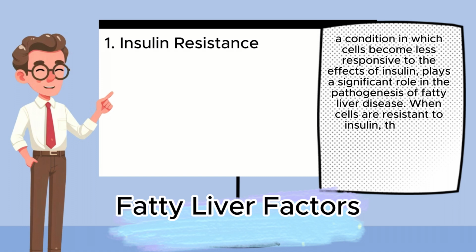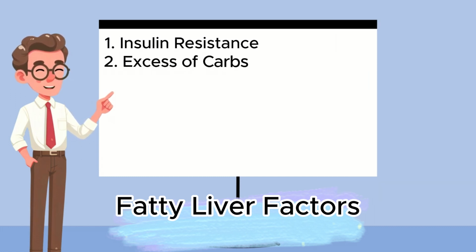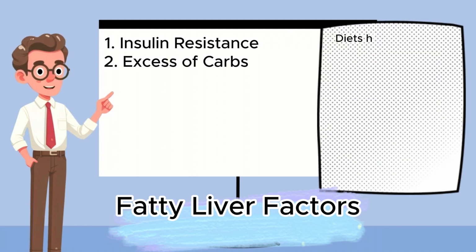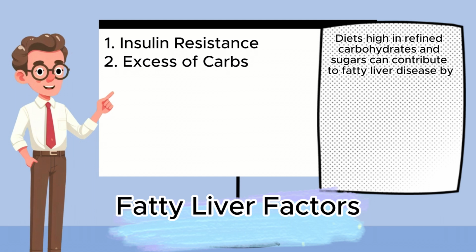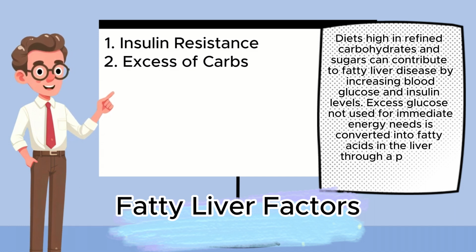When cells are resistant to insulin, the body compensates by producing more insulin, which promotes the synthesis of fatty acids in the liver. Number 2. It's excess dietary carbohydrates. Diets high in refined carbohydrates and sugars can contribute to fatty liver disease by increasing blood glucose and insulin levels. Excess glucose not used for immediate energy needs is converted into fatty acids in the liver through a process called de novo lipogenesis.